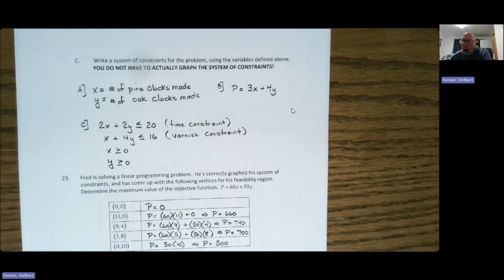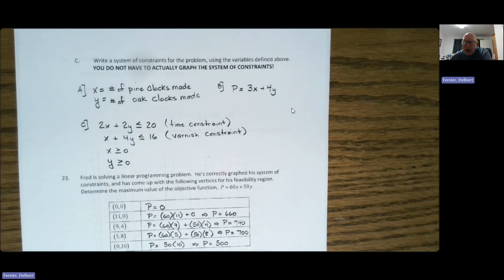Our second constraint on this problem deals with varnish. Each of the pine clocks needs 1 quart of varnish, and each of the oak clocks needs 4. So again, there's that 1 in front of the X that you see on our second constraint, probably no more visible than the 4 in terms of 4Y, 4 for each of the oaks. And we have a max of 16 quarts of varnish. So our varnish constraint, if you will, is 1X plus 4Y has to be less than or equal to 16.